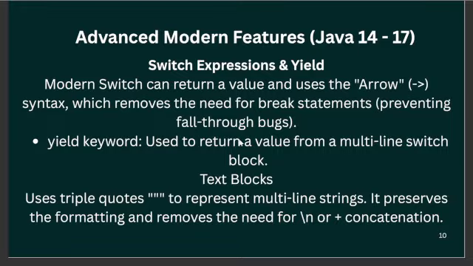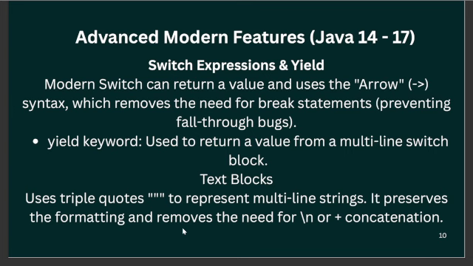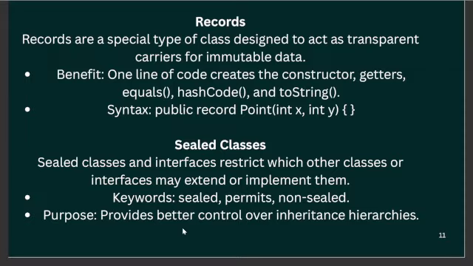The next will be text blocks. They use triple quotes to represent multi-line strings, and preserve the formatting and remove the need for \n or plus concatenation. So a text block allows multi-line strings using triple quotes. I do not have an example here, I will cover an example in a different video.